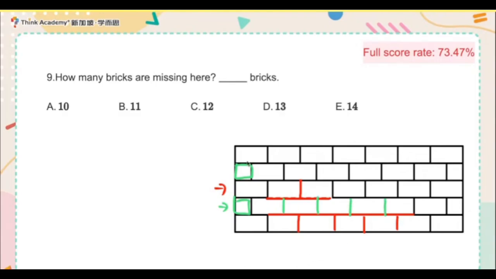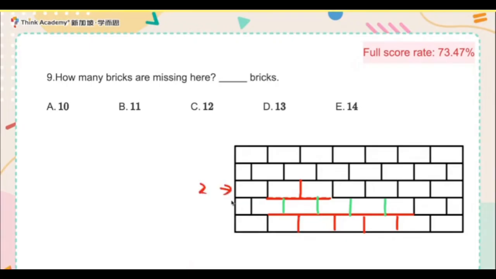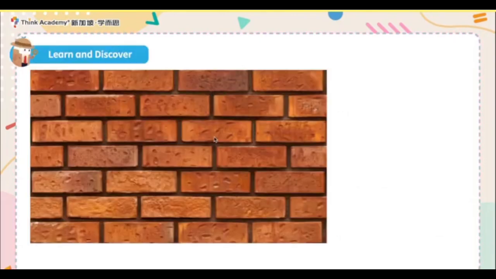Then this time, let's count. How many bricks are missing here? Okay, so this time we count. As for this layer, there are 2 missing. For this one, 1, 2, 3, 4, 5. 5 are missing. And then for this one, 1, 2, 3, 4, 5. 5 are missing. So in total, there are 12 missing. Okay, so everyone, this is how we solve the problem. Then everyone, this time, let's move on.